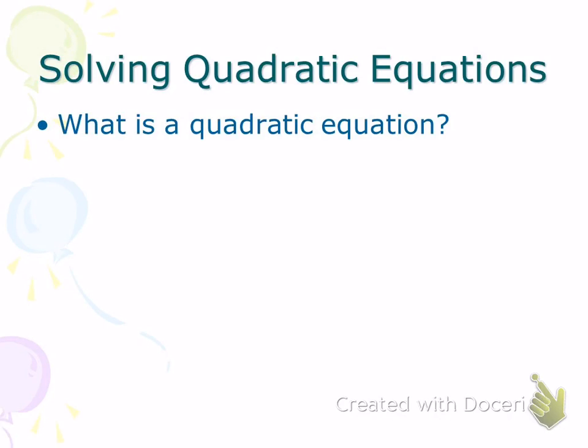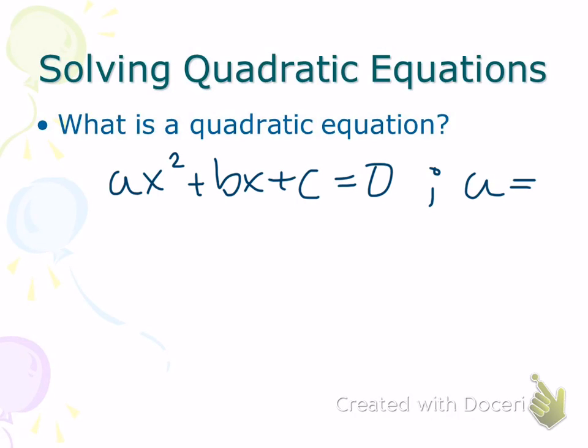That's exactly right. So a quadratic equation is any equation that can be written as ax squared plus bx plus c equals 0, where the only condition we have here is that a cannot equal 0. Because if a equals 0, the square term is not there, and it's the square term that makes it quadratic. Okay?